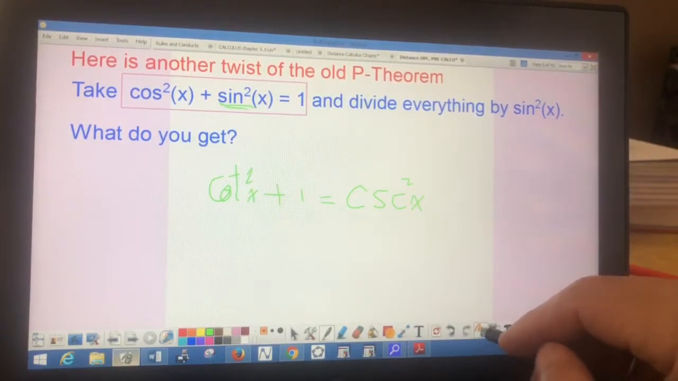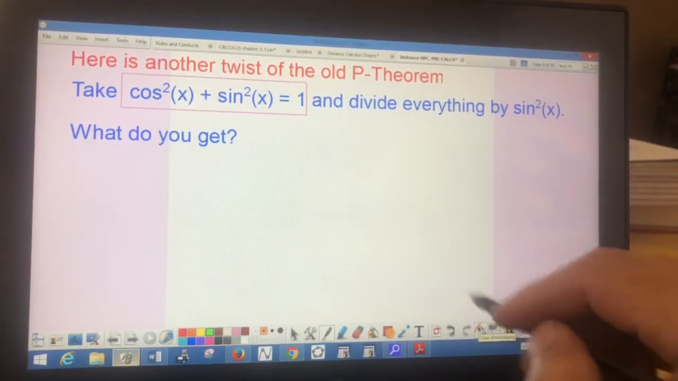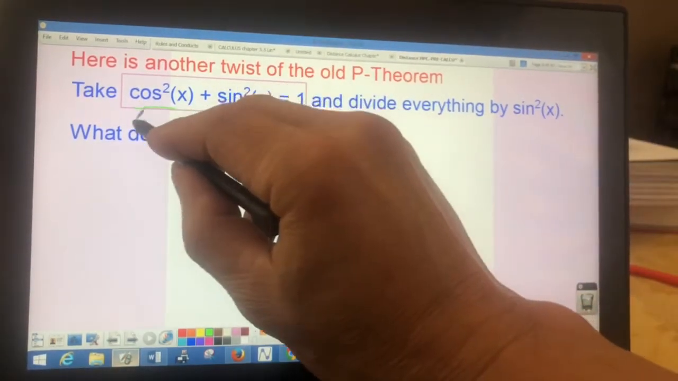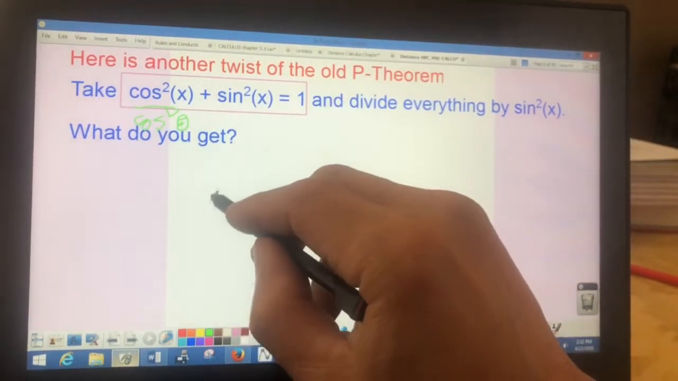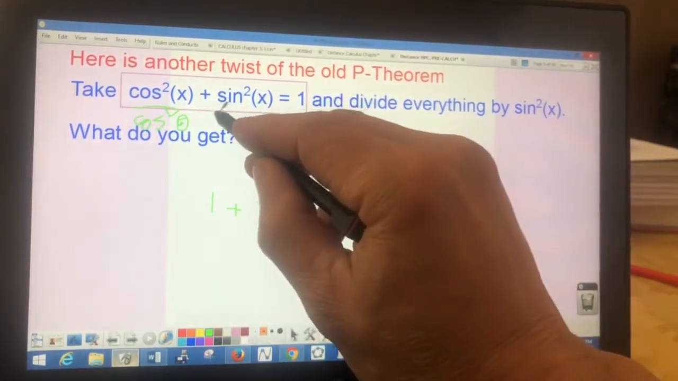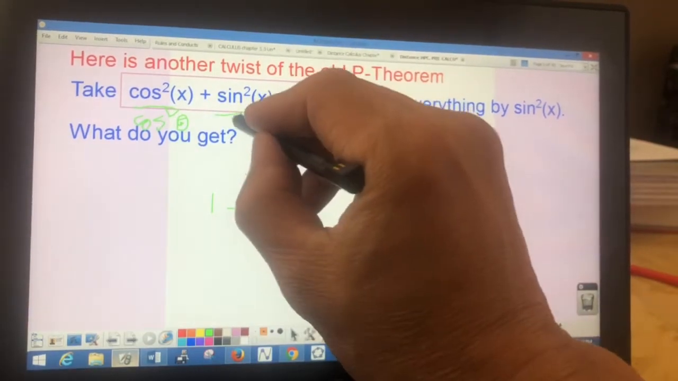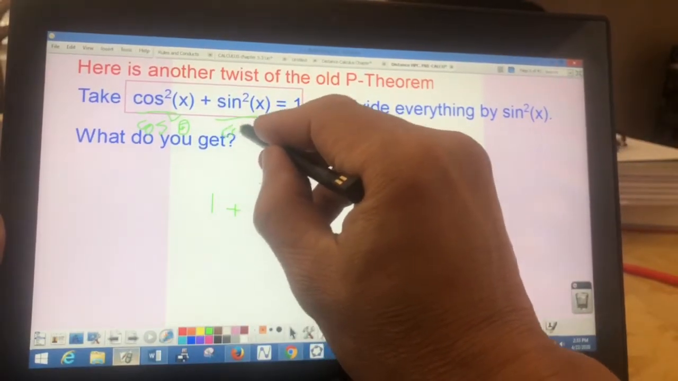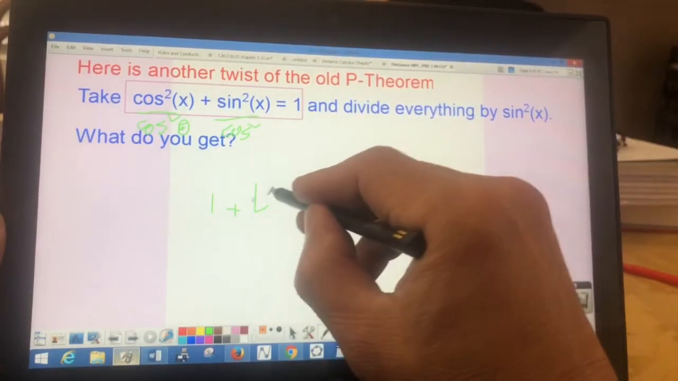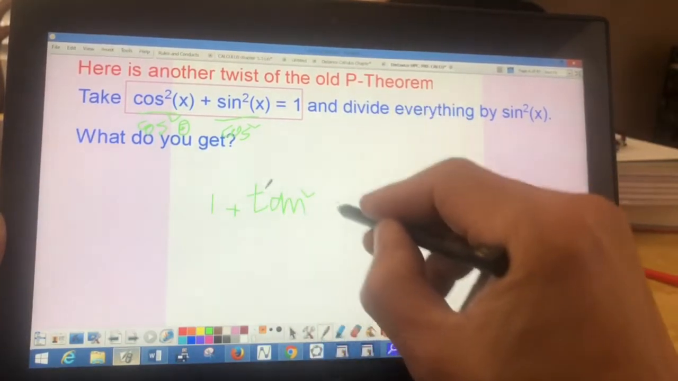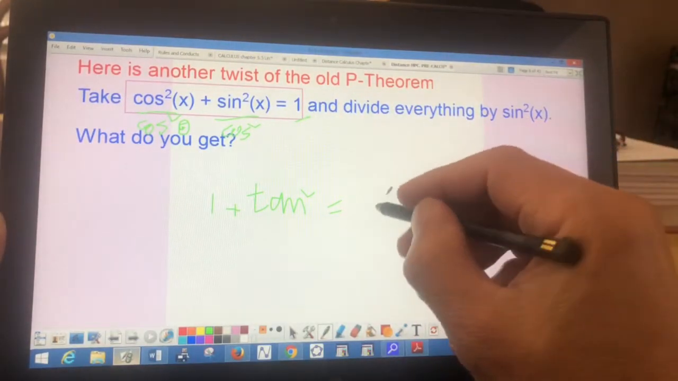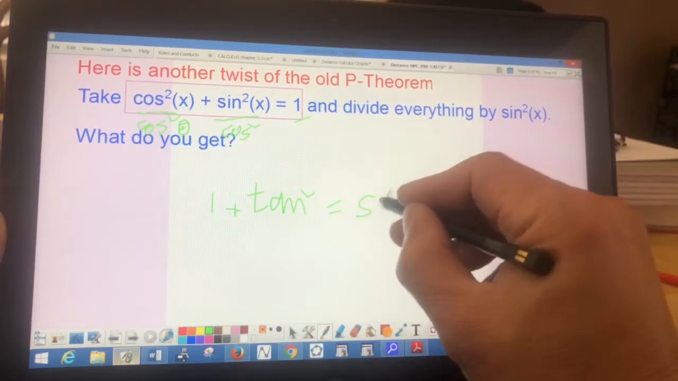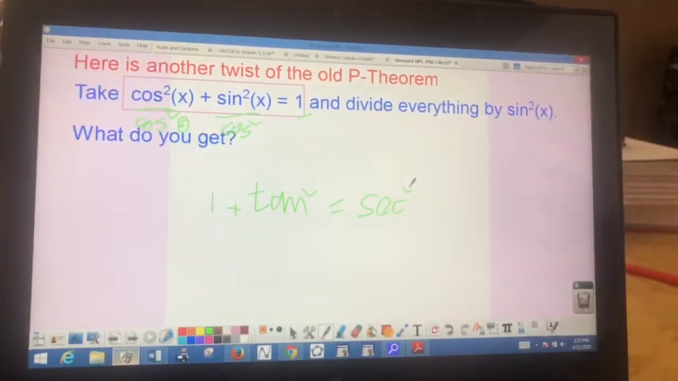Okay, now if you divide by cosine square, obviously you'll get 1 plus, if you put cosine under a sine, so sine square over cosine square is tangent square. So you got that. And then if you put cosine here, 1 divided by cosine square is secant square. And then we look at how we translate them into different forms.